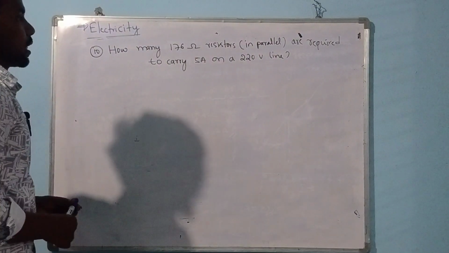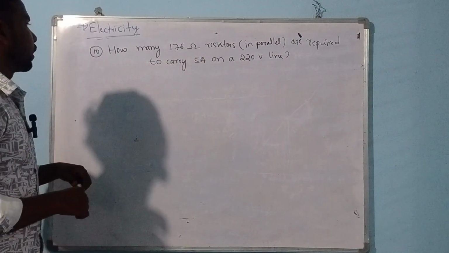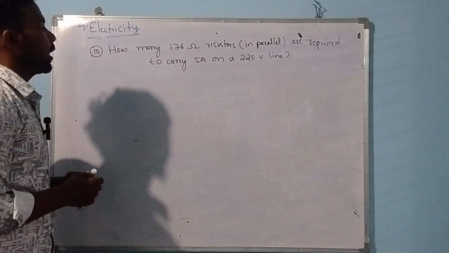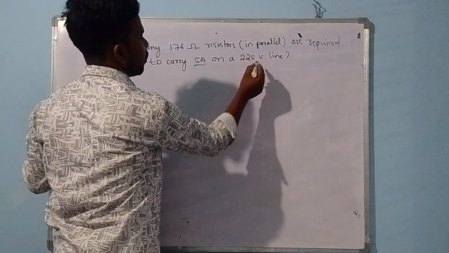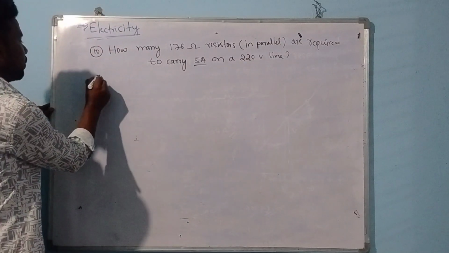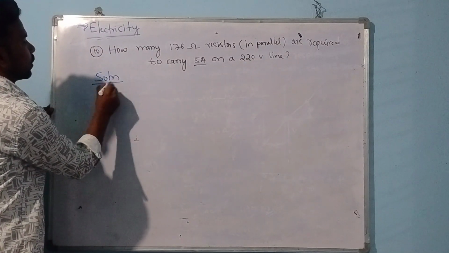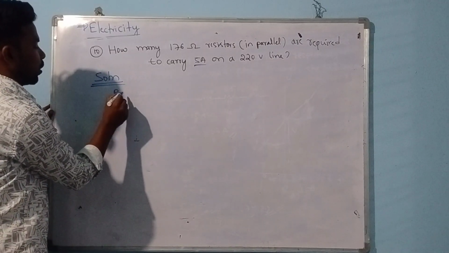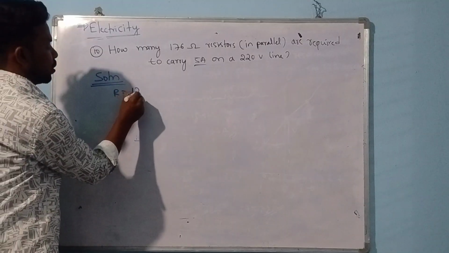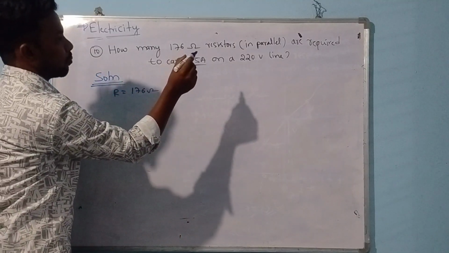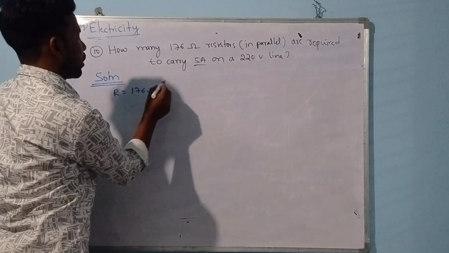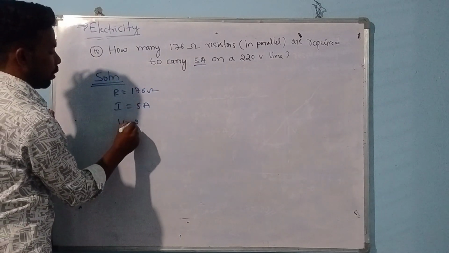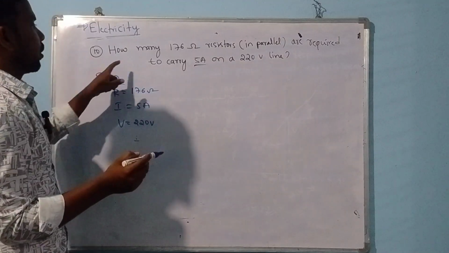Here, one more interesting question. This is also based on concept only. How many 176 ohm resistors in parallel are required to carry 5 ampere current on a 220 volt line? So here, what is the given data? Resistance is given, 176 ohm, in parallel. To carry, current is given as 5 ampere. Voltage is given as 220 volt.